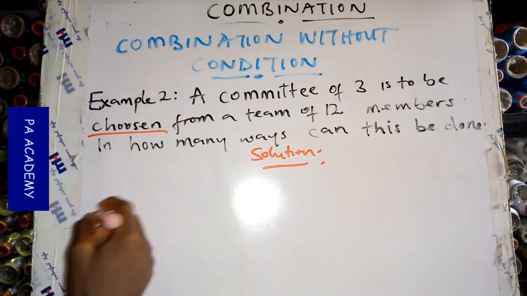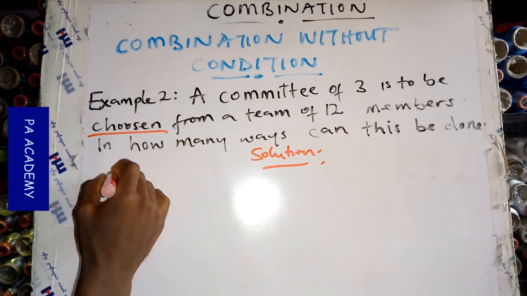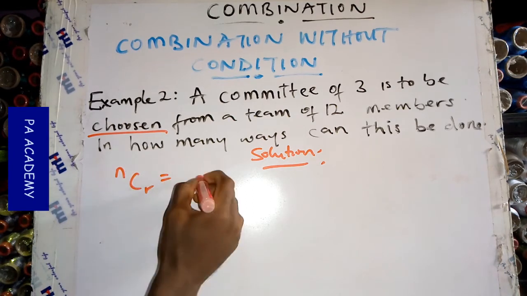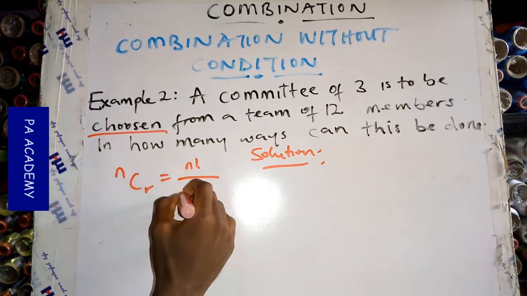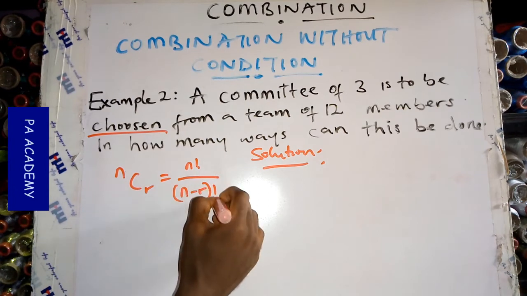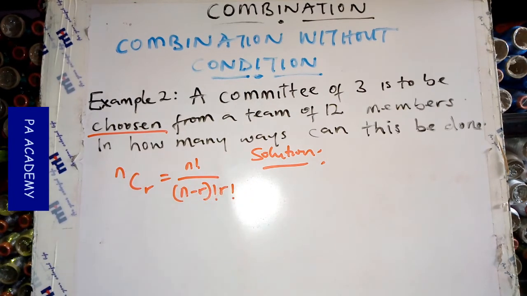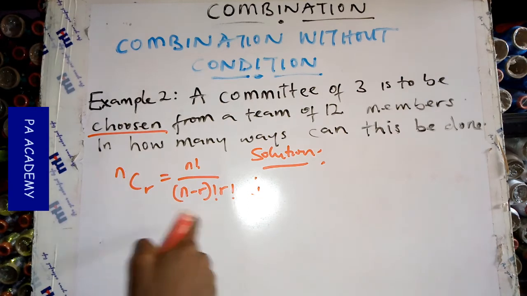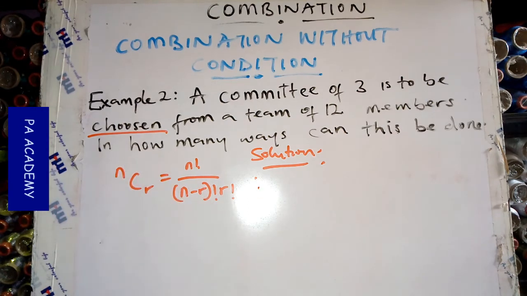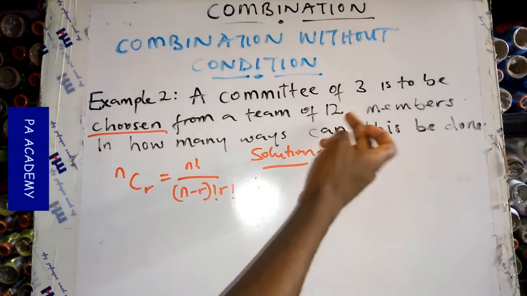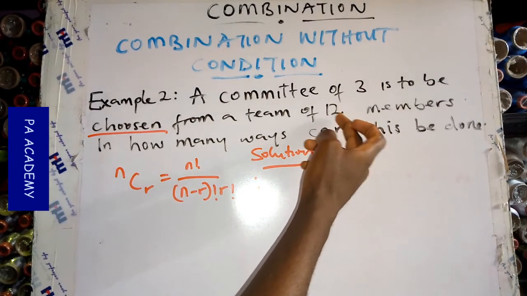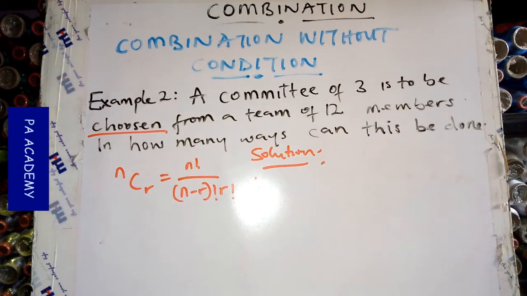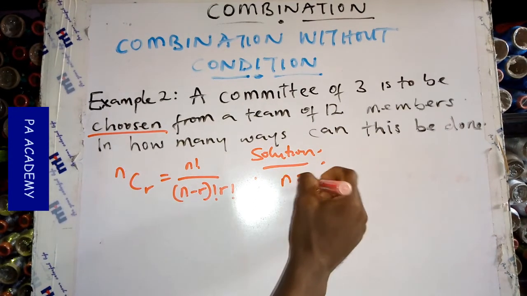So don't forget the formula when you are dealing with combination without condition. That is n combination r is equal to n factorial over n minus r factorial multiplied by r factorial. So now this is the formula. Let's bring out our n and our r. Our n represents what? The total number of objects or items in the set. And if you look at the question, the total number of objects in the set is what? It is 12. That means the total number of members is 12. So our n is equal to 12.